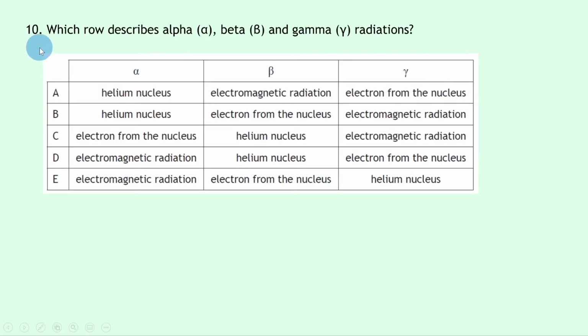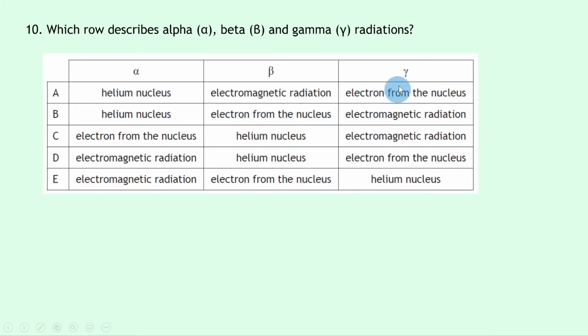Moving on to question 10, which row describes alpha, beta and gamma radiations? Well, this just comes from knowing the definitions of your alpha particle, beta particle and your gamma ray. First of all, for the alpha particle, remember this consists of 2 protons and 2 neutrons, which is also the same as a helium nucleus. So that means our answer is going to be either A or B. And for beta, remember a beta particle is a fast moving electron. So that means it's got to be either B or E here, but we said it was either going to be A or B initially, so it's looking likely that the answer is going to be B.